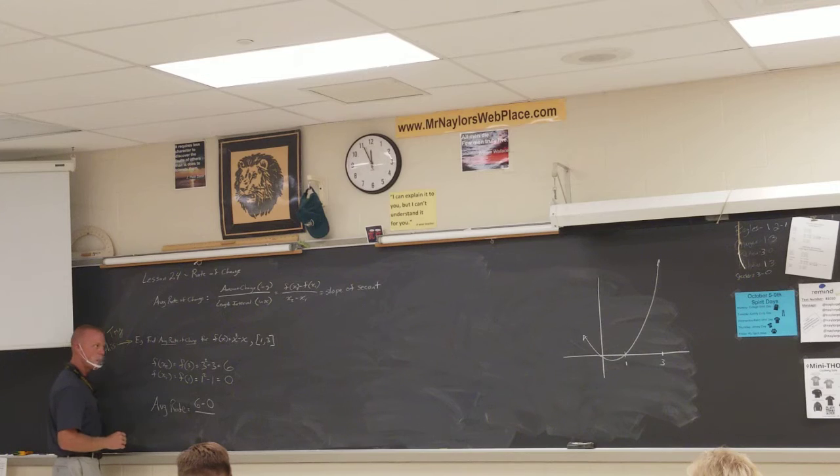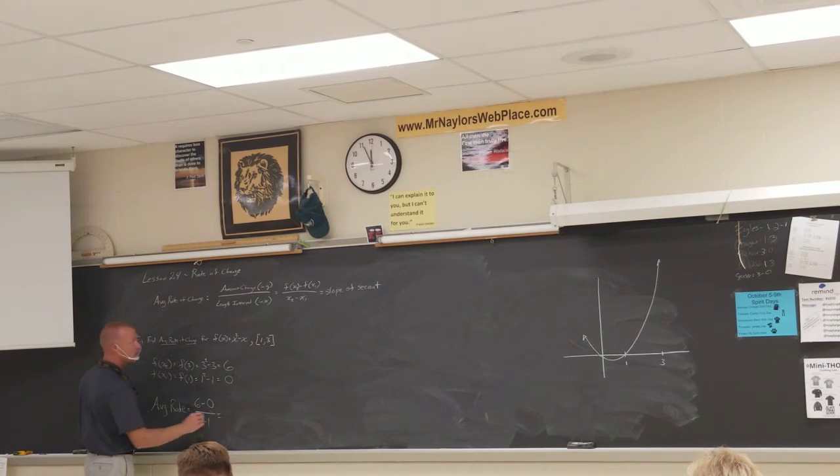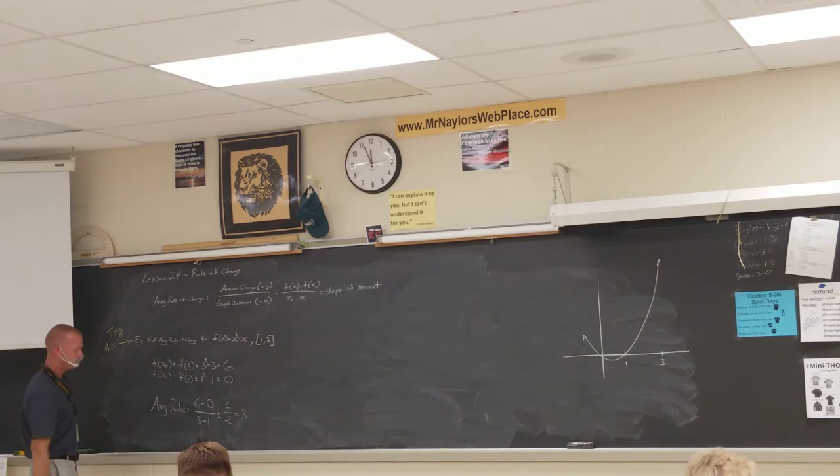So I got a little change in y over a little change in x, which is basically the slope of the secant. If you're saying, what do you mean slope of the secant? I'll show you. But it comes out to be 3 for a nice little average rate.